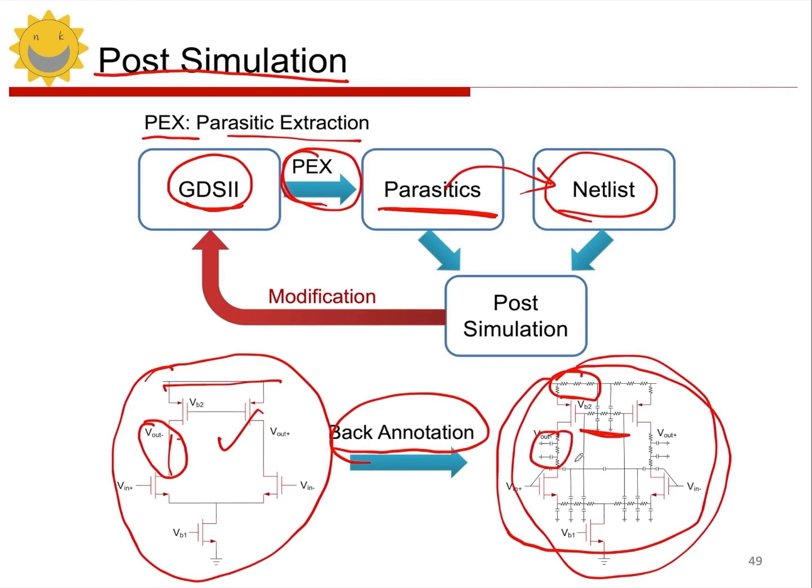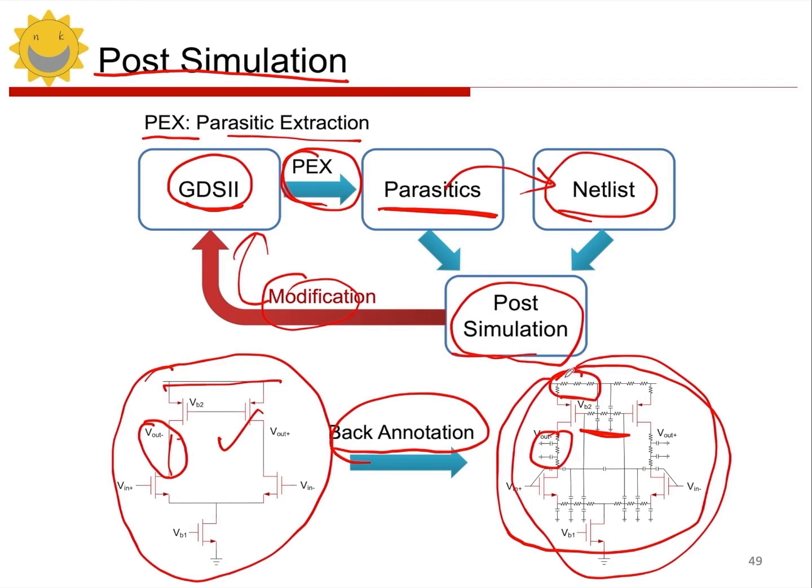Once annotated, the netlist might look something like this, becoming much more complex with a lot of parasitic resistances and capacitances appearing. Then we perform a simulation on this, which is called post-simulation. This post-simulation can reflect all the parasitic effects in our layout. If the post-simulation passes, it indicates that our layout is acceptable. If it doesn't pass, then we definitely need to modify our GDS2 or adjust the layout. However, the capabilities of post-simulation are also limited.